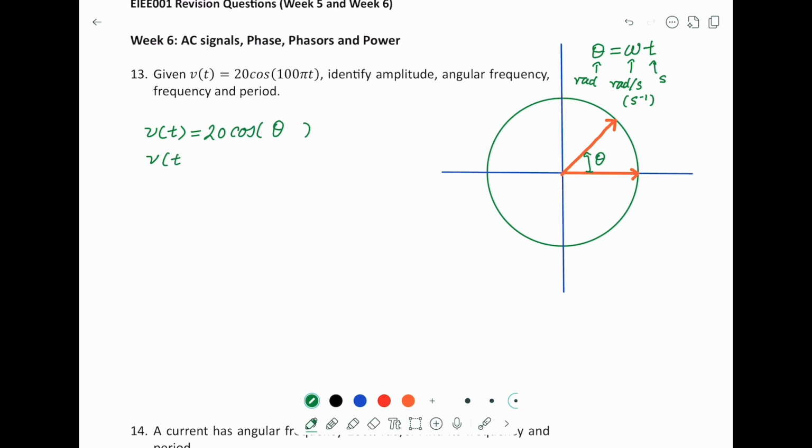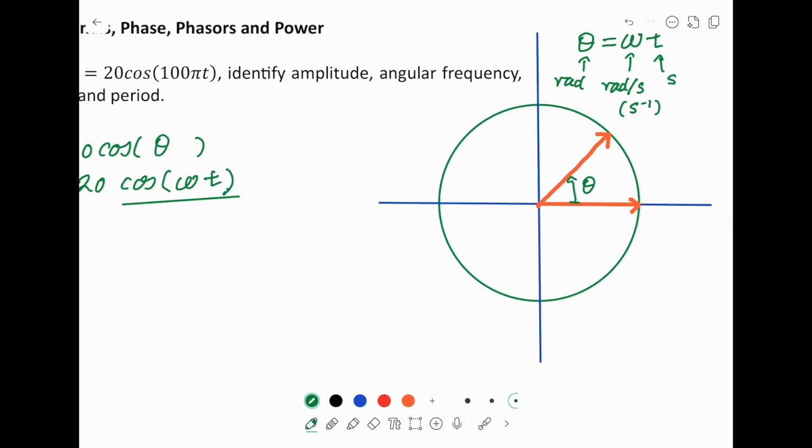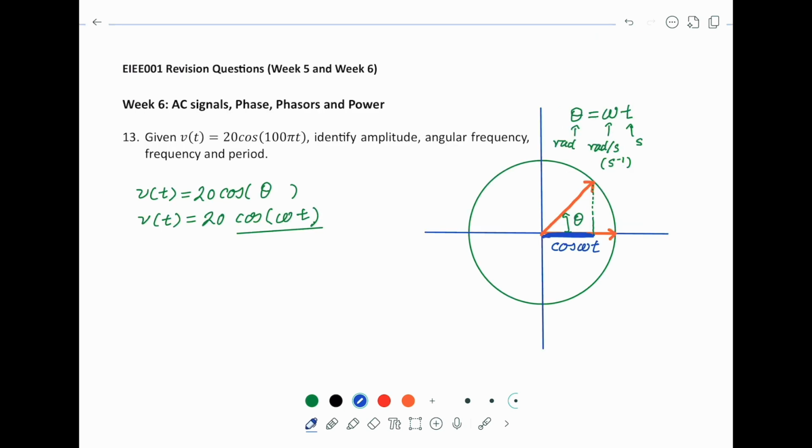v as a function of t, the maximum value 20, cosine, and instead of theta, the angle, we write omega t. When you project this vector along the x-axis, this length here is cosine omega t, or cosine theta. Another thing is omega can also be interpreted as the angular frequency.